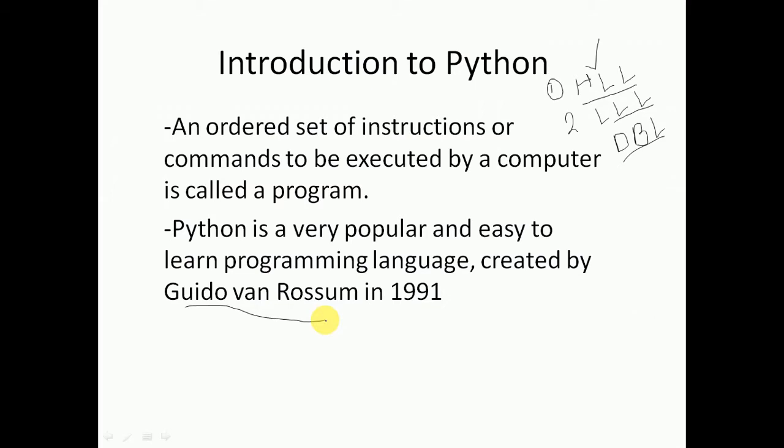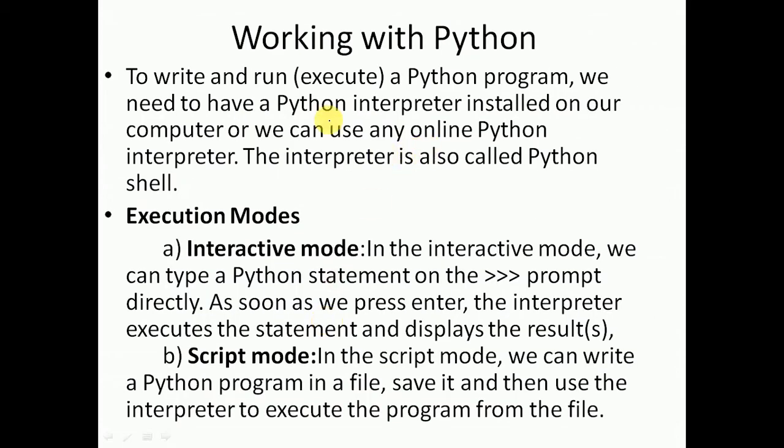Next, to write a program or to run or execute a program with Python, we need to have the Python interpreter, that is also known as IDLE. The Python interpreter must be installed in your system. It is available online, so we can download it from the Python website. Then, while executing the program, there are two modes of execution. First one is interactive mode, and second we have script mode.